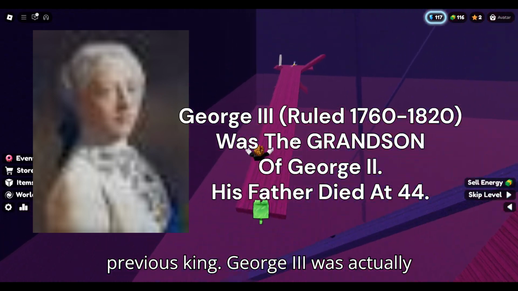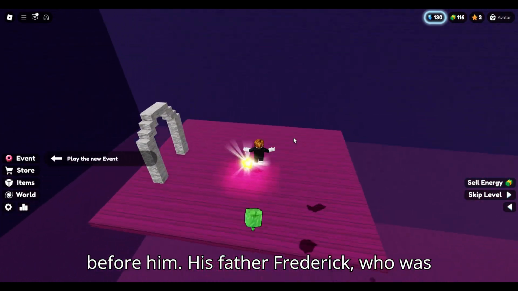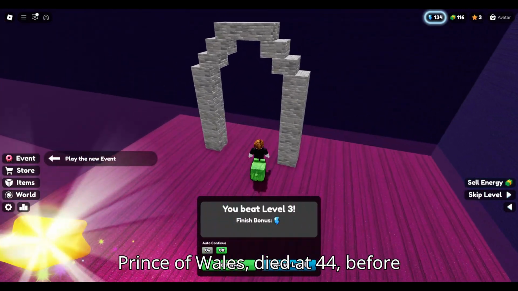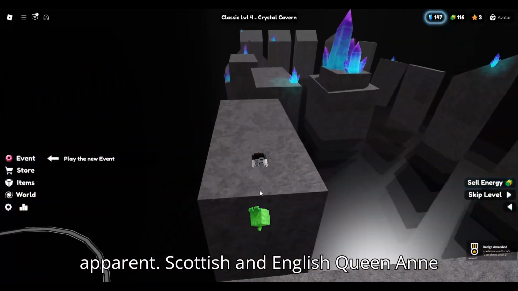George III was actually the grandson of George II, who ruled before him. His father Frederick, who was Prince of Wales, died at 44, before becoming king, so George became heir apparent.